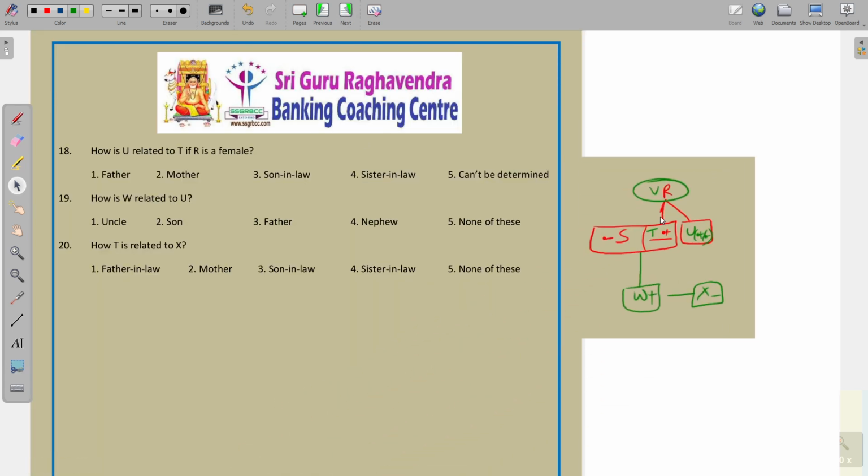See the question number 18. How is U related to T if R is female? So, U here and T here, whether R is female or male, we do not know the gender of U, cannot be determined. How is W related to U? So, W here and U here, obviously W is the nephew of U. How is T related to X? So, T here and X here, obviously T is the father-in-law of X.